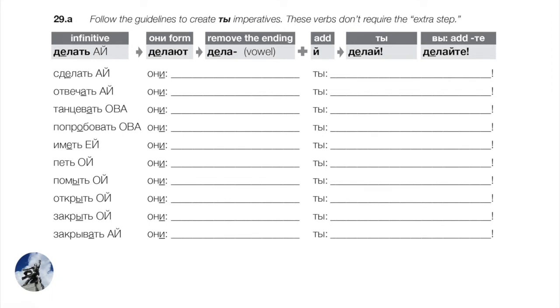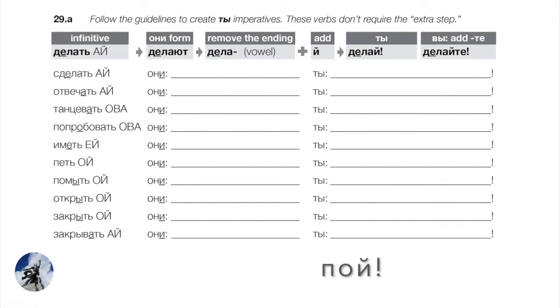Петь. Now this one is a bit tricky perhaps. Ой, that's an ой verb. Они поют. Поют. We drop the ют, we're left with о, which is a vowel. We add и краткое, if we're going through the step-by-step method, and that gives us пой, пой. So we see here yet another type whose imperative form is simply the stem of the verb.